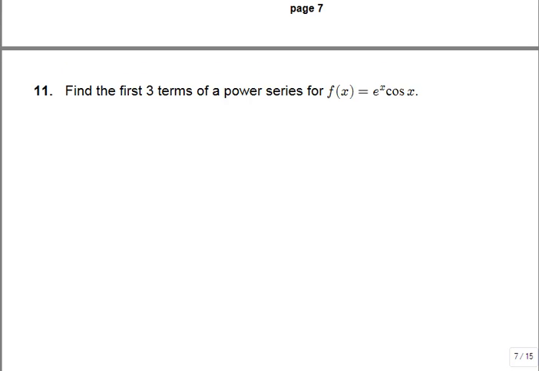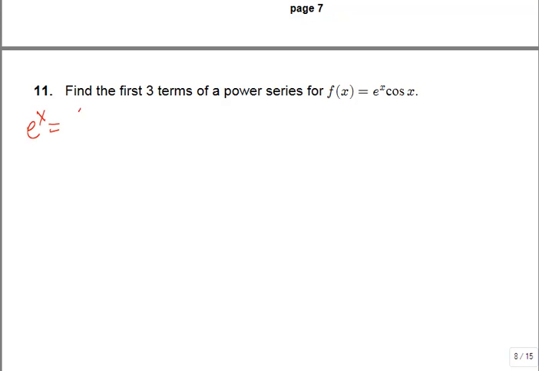Okay, on the next example, we want to find the first 3 terms of a power series for f of x equals e to the x cosine x. So we already have a power series for e to the x. We already have a power series for cosine x. We wouldn't want to have to take derivatives of this because they are going to get very messy because of that product rule. So let's take advantage of the power series we already know.